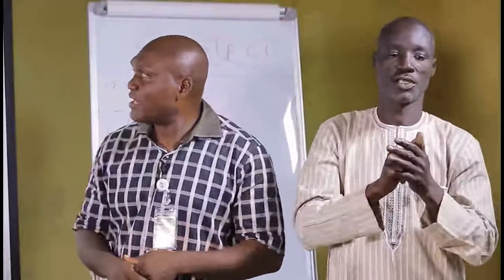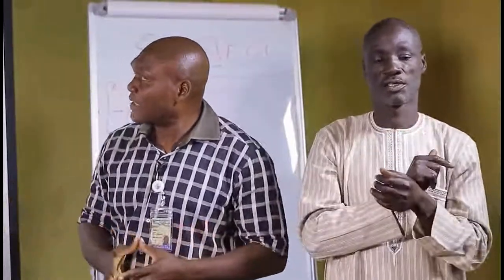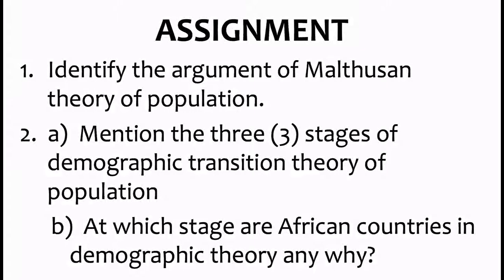So we have come to the end of this lesson. Let us look at the assignments. Number 1, identify the argument of Malthus' theory of population, or Malthusian theory of population. What is he talking about? Number 2, A, mention 3 stages of demographic transition theory of population. Demographic transition theory of population stipulated 3 stages. Mention those 3 stages.